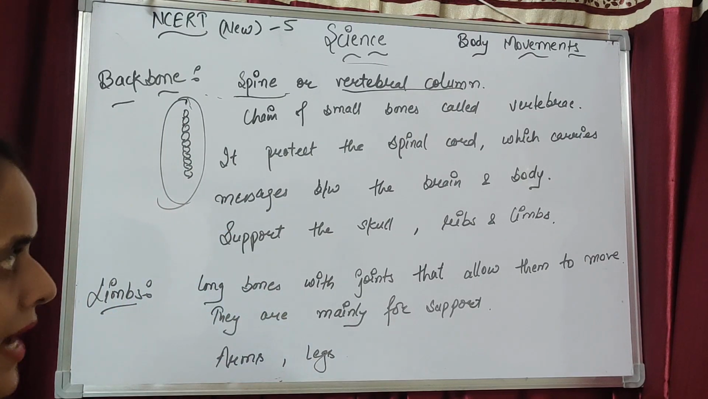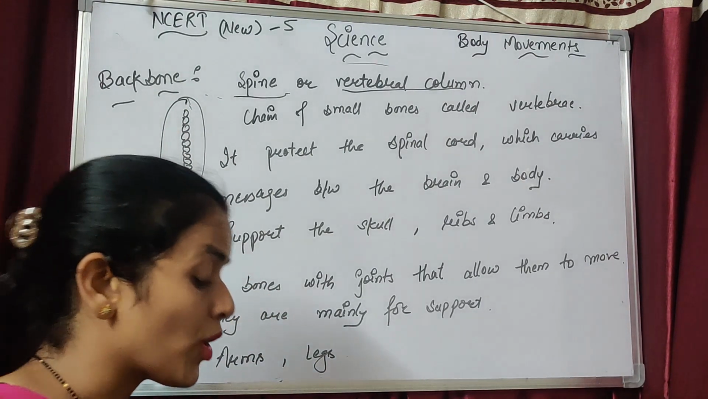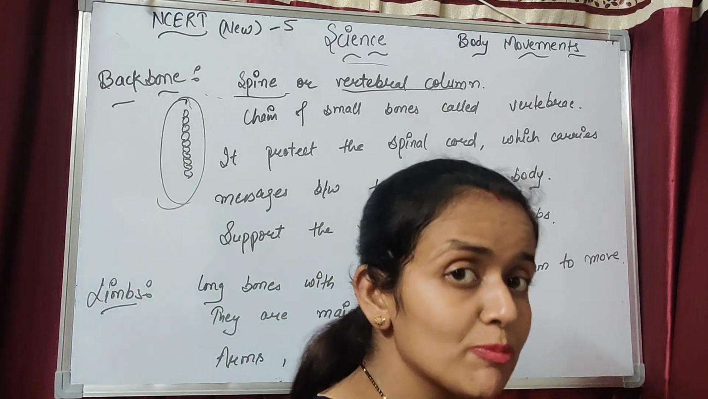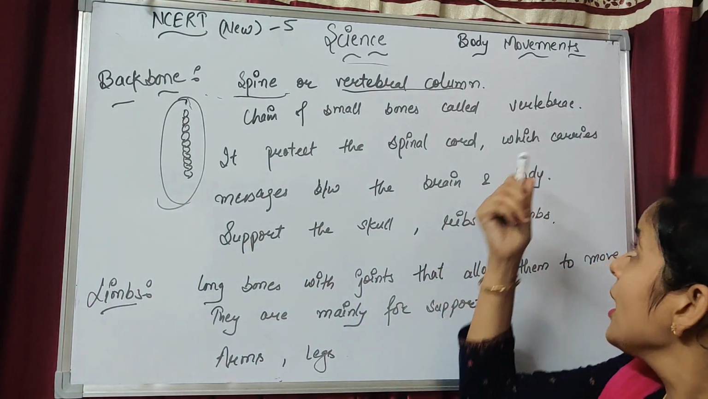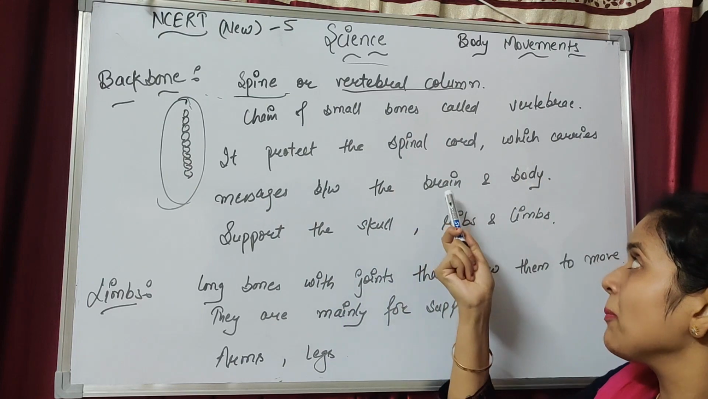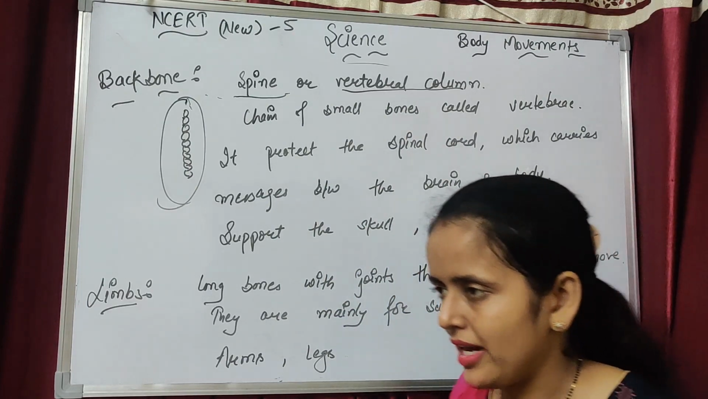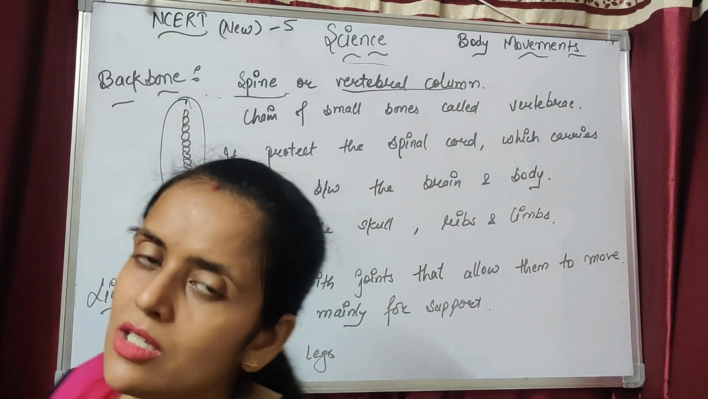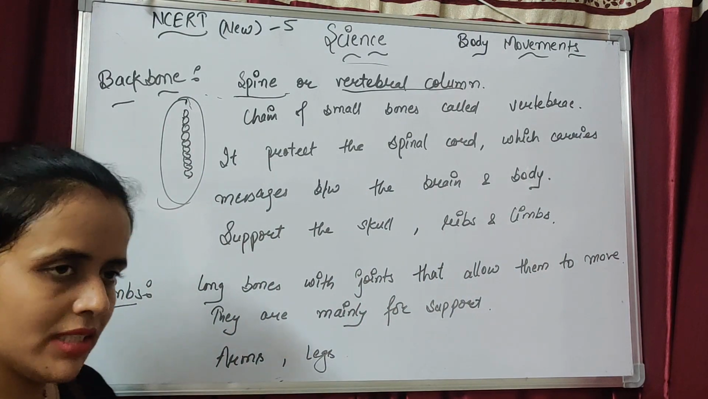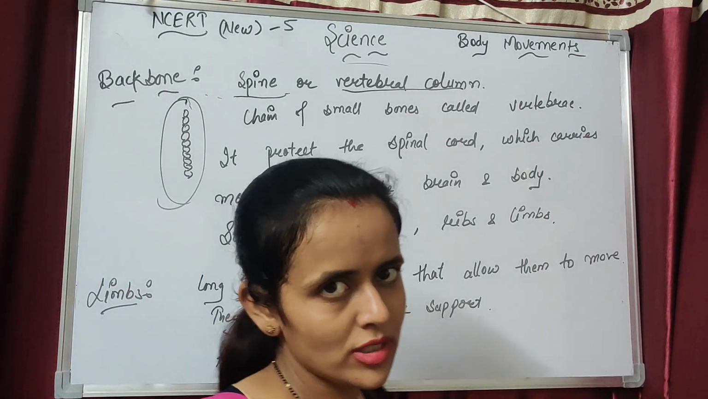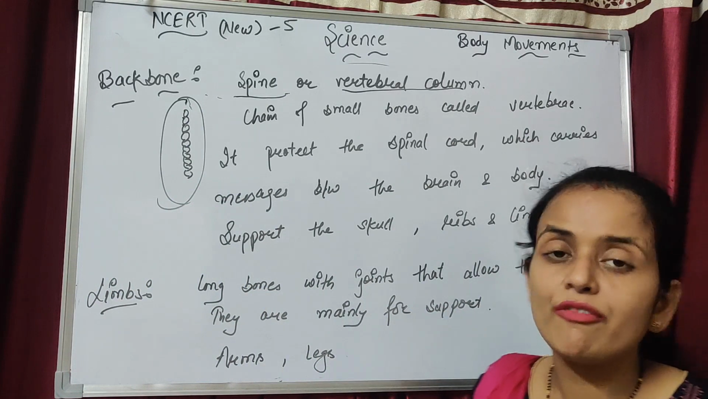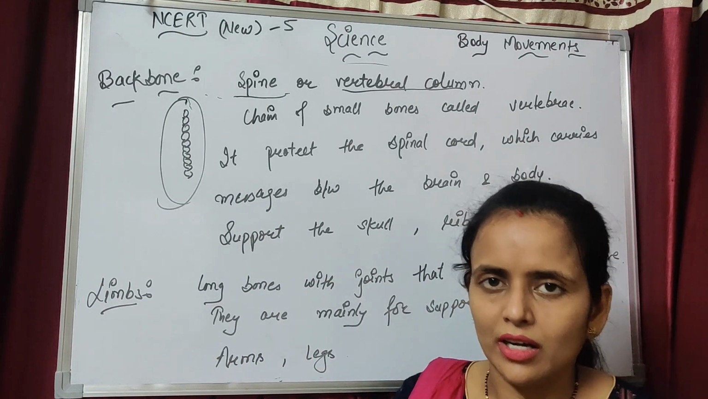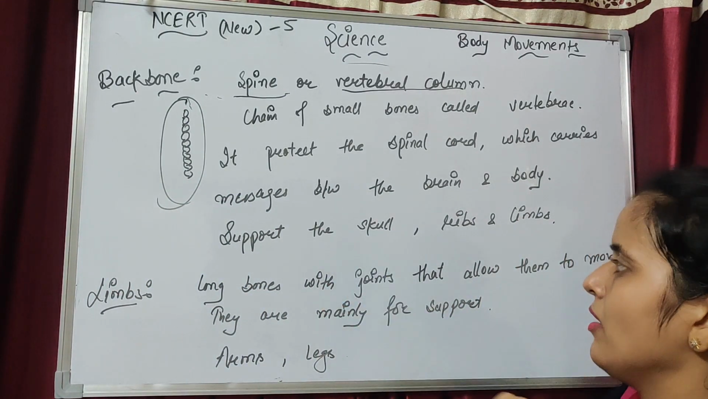It protects our spinal cord, which carries messages between the brain and the body. What is the spinal cord? The spinal cord carries the message between the brain and the body. For example, I am explaining how the message is carried between the brain and the body. If we touch any hot vessel, I touch this.